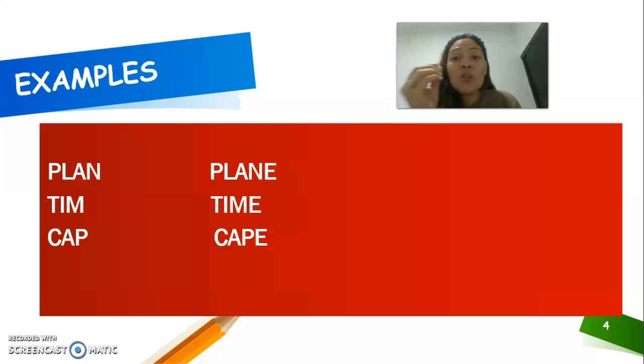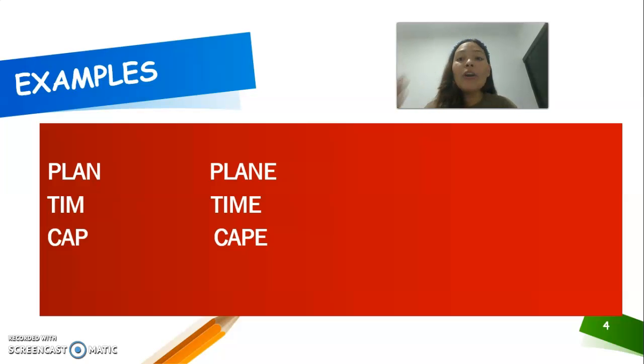Now, when you use short words and you put the E, they become long words, and the sound changes. For example, pan, but when you put E, plane. Now, ten is time. For example, what time is it? Cap, cape.